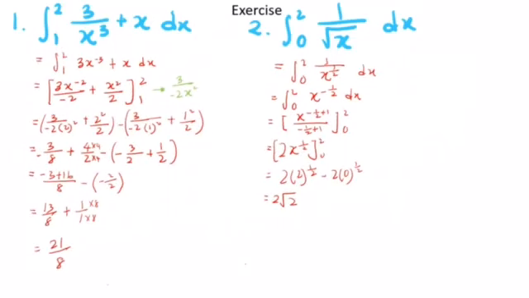I think most of you will be confused at the part with 3 over x to the power 3, where when we bring the denominator to the numerator, the power 3 will become negative. For the other one, we just substitute in the upper limit and the lower limit and we can get the value.